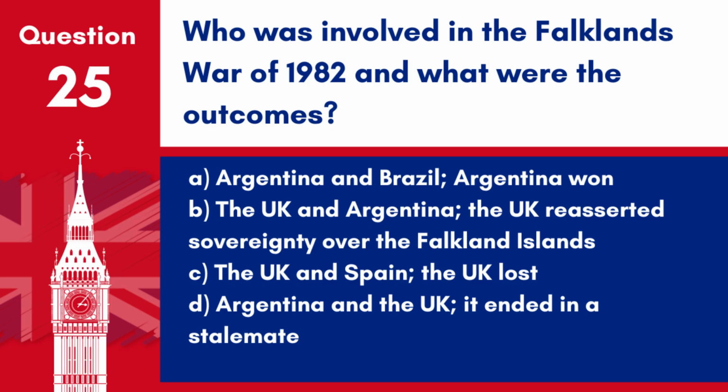Question 25. Who was involved in the Falklands War of 1982 and what were the outcomes? A. Argentina and Brazil. Argentina won. B. The UK and Argentina. The UK reasserted sovereignty over the Falkland Islands. C. The UK and Spain. The UK lost. D. Argentina and the UK. It ended in a stalemate.